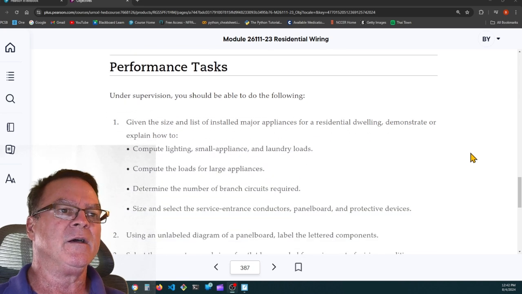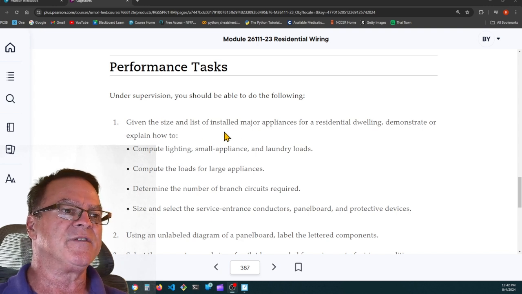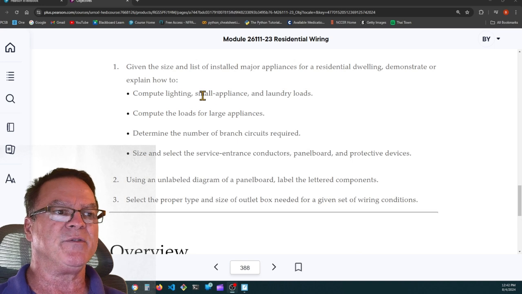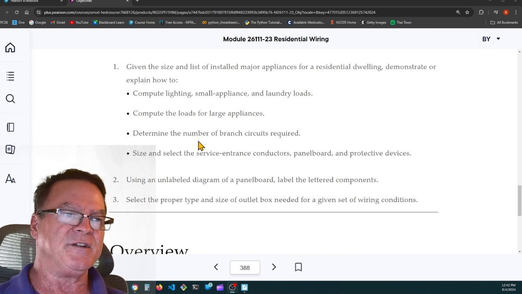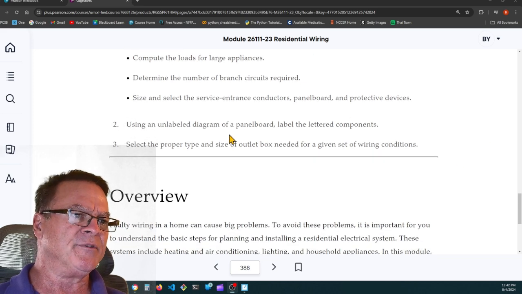devices. Performance tasks: your instructor is going to have you give the size and list of installed major appliances for a residential dwelling, demonstrate or explain how to compute the lighting, small appliance, and laundry loads, compute the loads for a large appliance, determine the number of branch circuits required and size, and select the service entrance conductors, panel boards, and protective devices. Using an unlabeled diagram of a panel board, label the lettered components, and select the proper type and size of outlet box needed for a given set of wiring conditions.